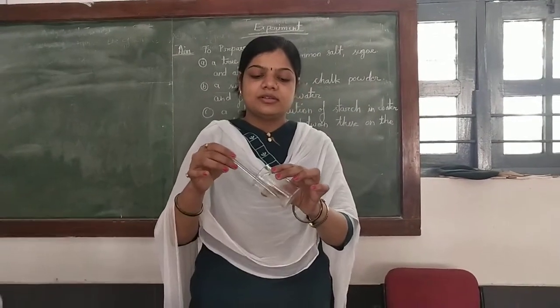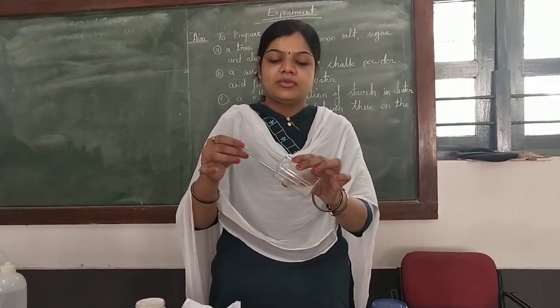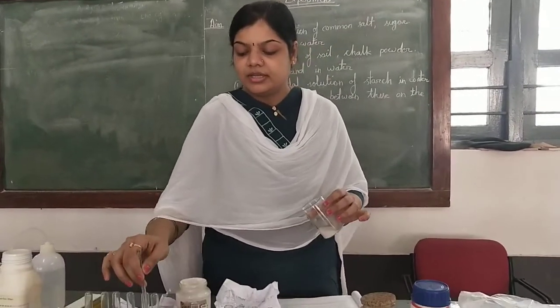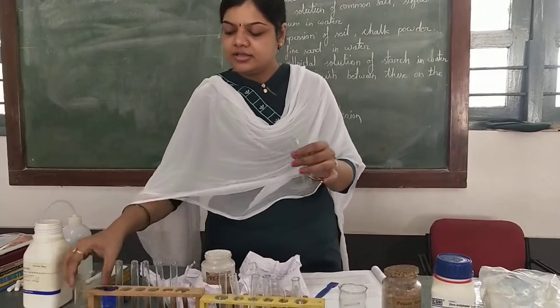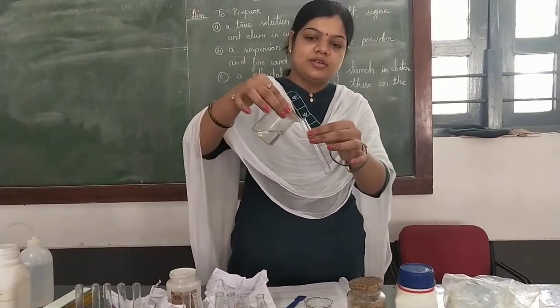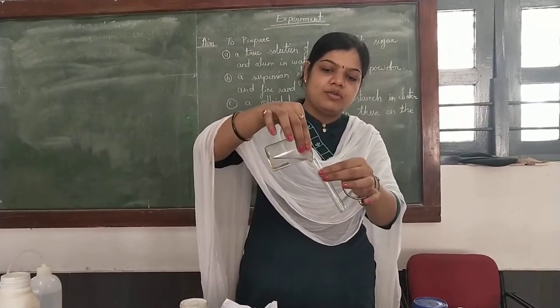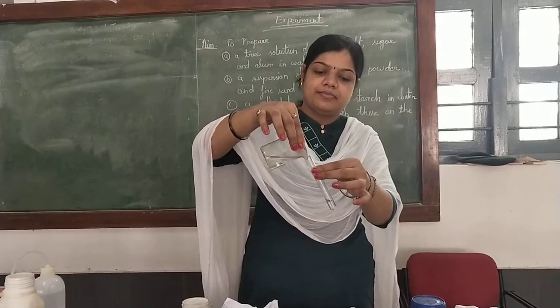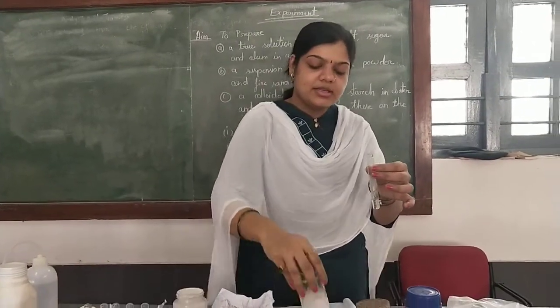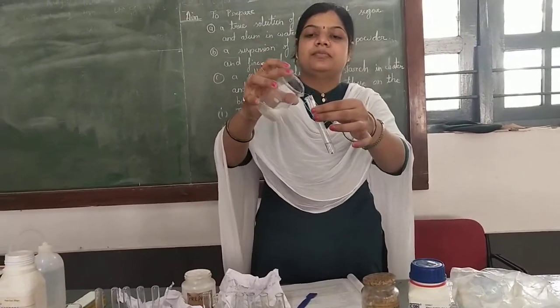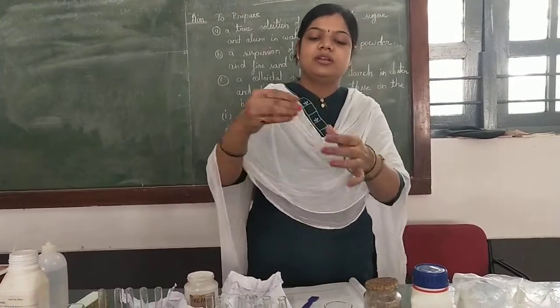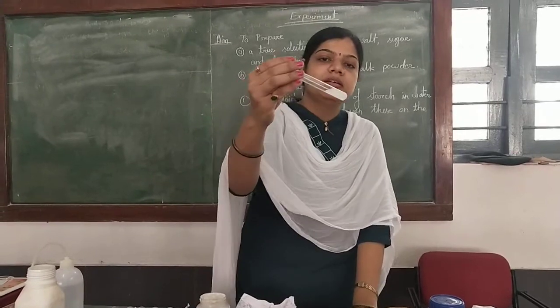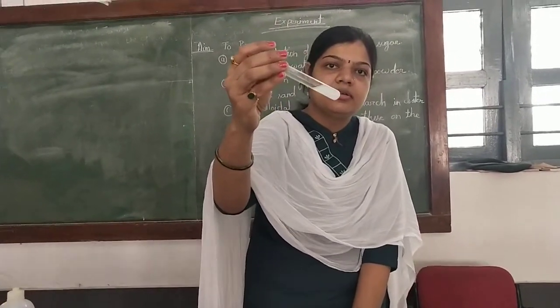So this is the starch paste. We have prepared a thin paste of starch. Then we will take one test tube, and this is hot water. We'll add some amount of hot water and then we'll add this thin paste of starch on it. And now we will shake it vigorously and you can see here a colloidal solution is prepared.